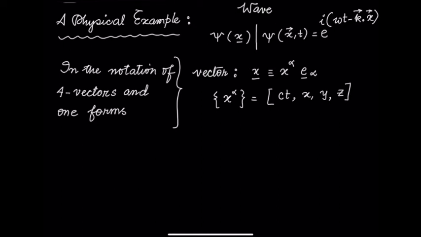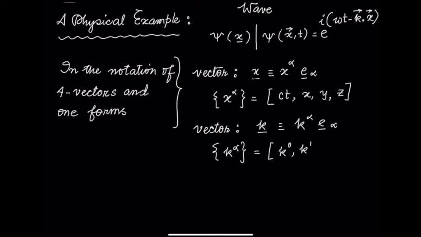Similarly, another vector which we call the vector k, as always k alpha. I'm obviously writing all the vectors in the same basis. And if I ask what the components are in that basis, in index notation, by definition these are k0, k1, k2, k3.